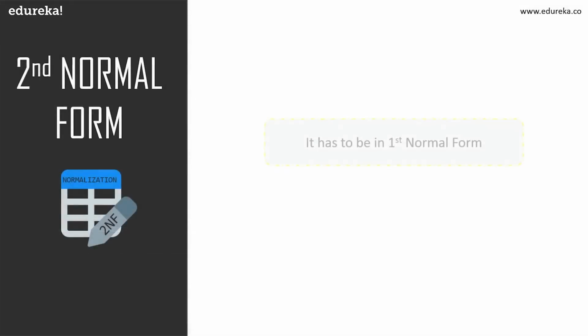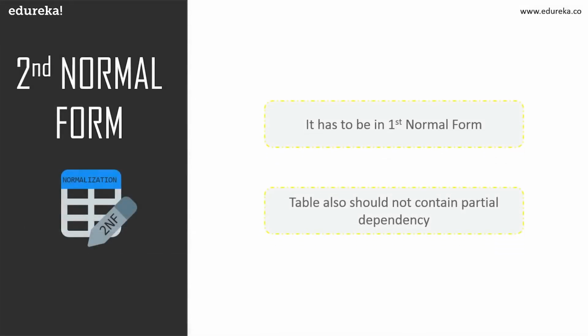Second normal form was originally defined by E.F. Codd in 1971. A table is said to be in second normal form only when it fulfills the following conditions. The first condition is it has to be in first normal form. And the second one is the table should not contain partial dependency. Here, partial dependency means a proper subset of a candidate key determines a non-prime attribute.